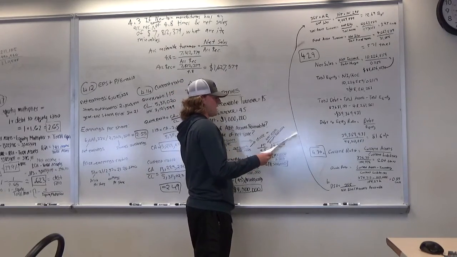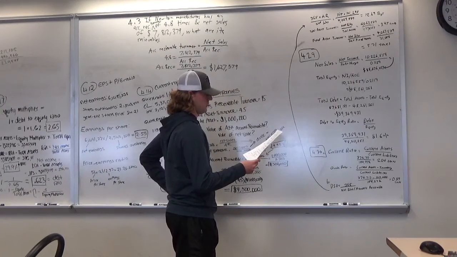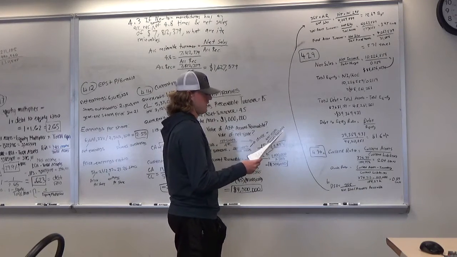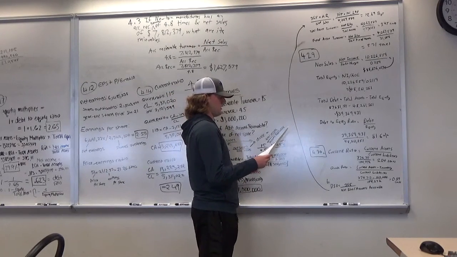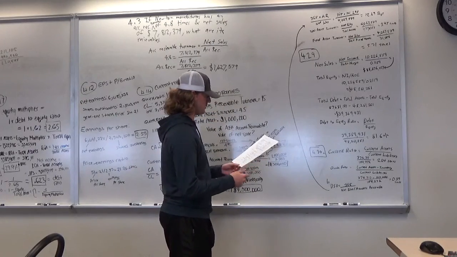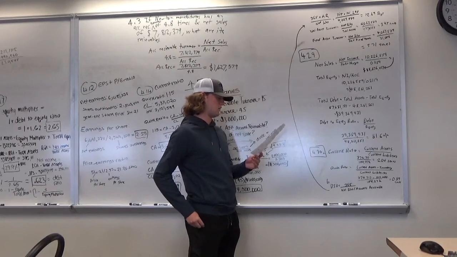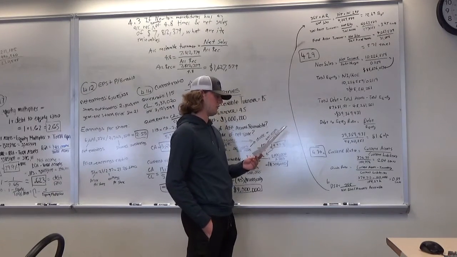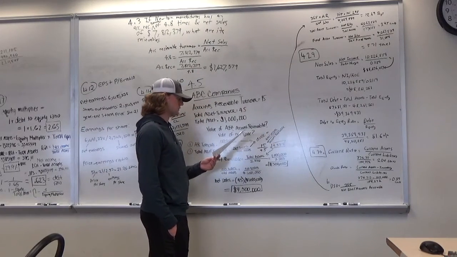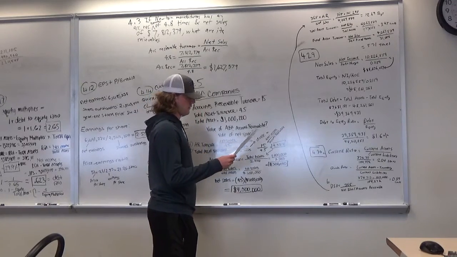So for A, for the current ratio, we're just going to do current assets divided by current liabilities, and we're just going to pull from the balance sheet for those numbers. So when we divide those two numbers, we'll get 2.04 times. For the quick ratio, we'll do current assets minus inventory divided by current liabilities, and then we're just going to pull from the balance sheet again. Using all those numbers, we're going to get 0.889 times.